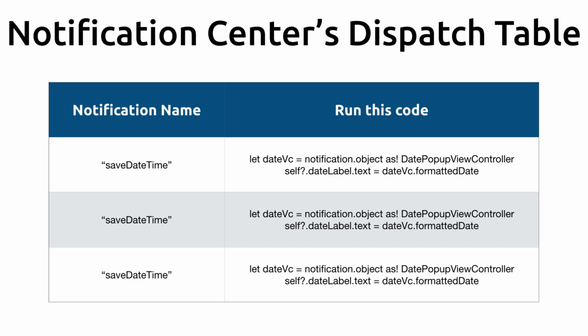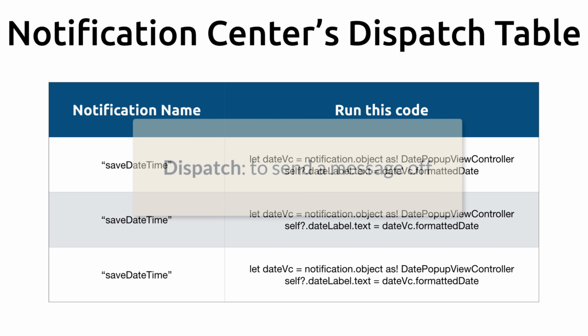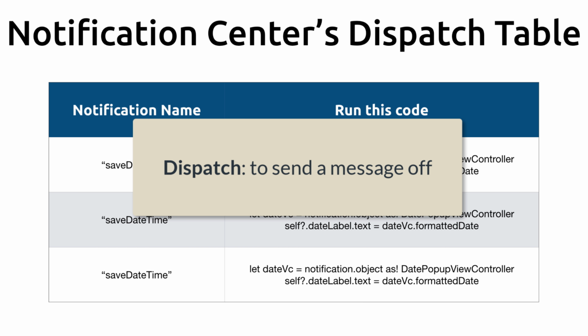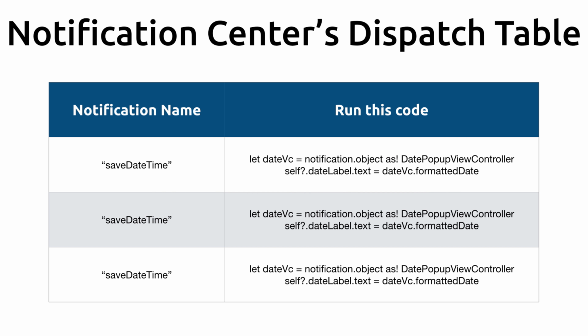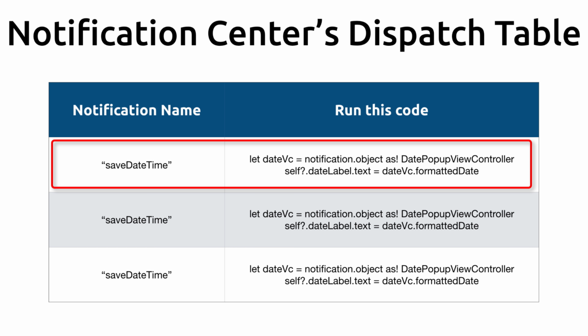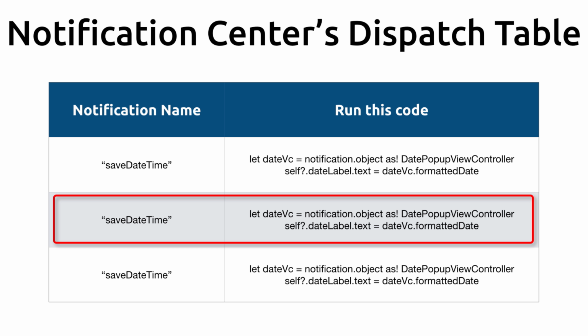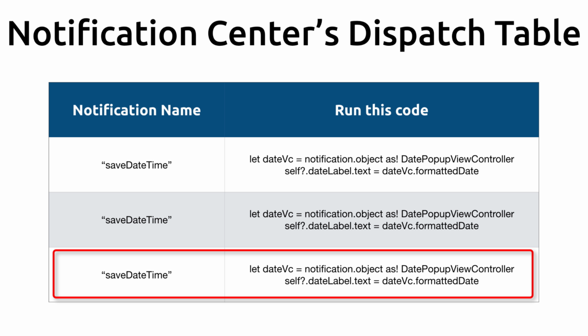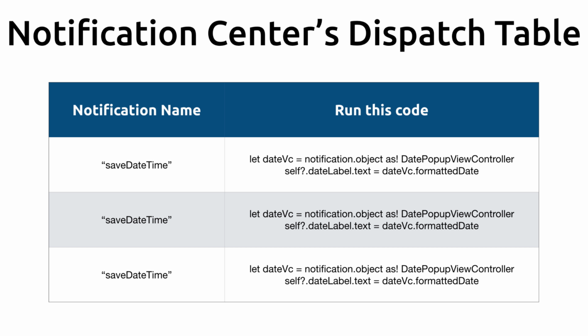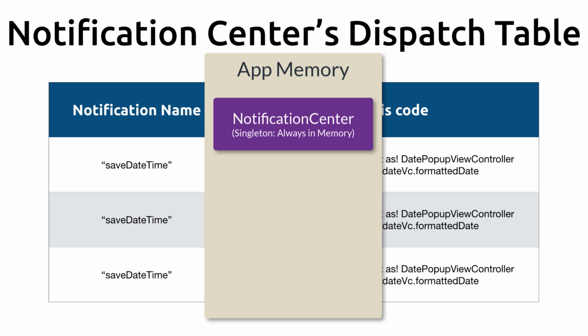Let's see what's happening here. When you use the add observer function, it adds that information to the notification center's dispatch table. Dispatch basically means to send off a message to someone. In this example, we see duplicate notification observers that we're adding to the dispatch table. So every time the view did appear happened, I'm adding a new entry to this dispatch table. The notification center exists statically in your app's memory or as a singleton. And like I said before, we didn't have to instantiate a notification center, right? You can just use it because it's a singleton and it's always in memory.